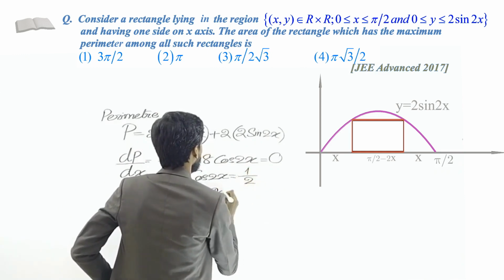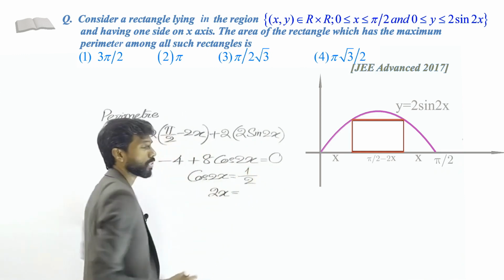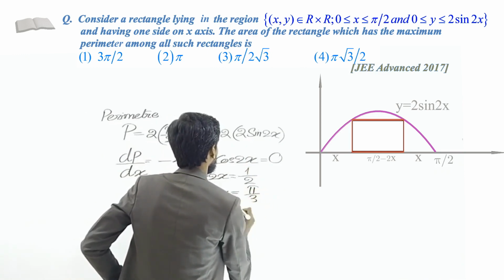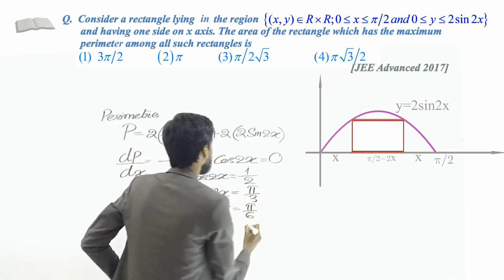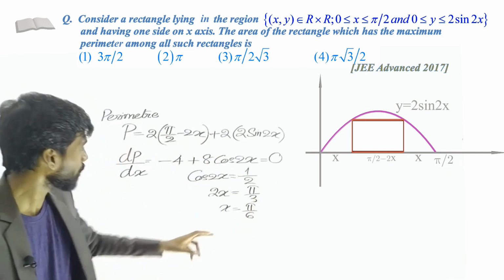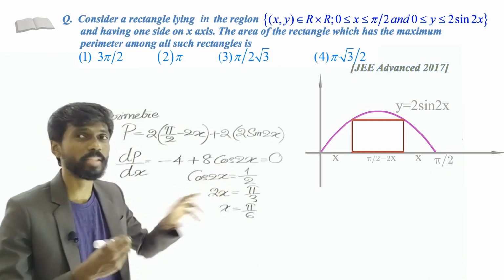So that will give you the 2x value. So cos 2x is 1 by 2, so that value is pi by 3. So we've got x as pi by 6. That is the point at which this function is maximum, right? Not minimum, maximum. You have to find the second derivative to check if it is minimum or maximum.